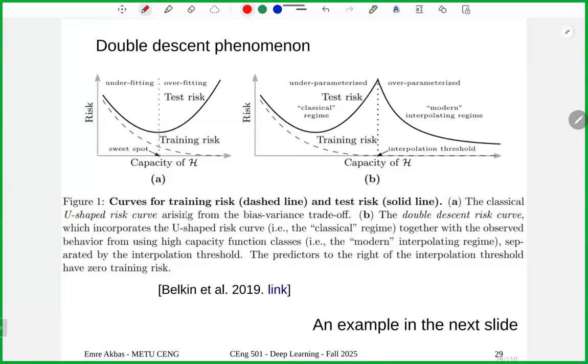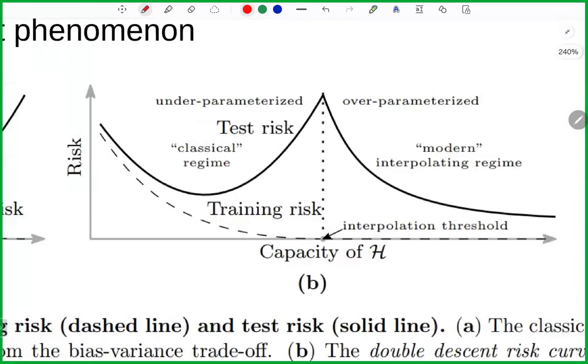So let's look at this curve in detail. Again, on the x-axis, we have the capacity of our model. Think of it like your depth, number of parameters, things like that. You increase the capacity of your model. The training risk, which means the loss on your training set, goes down, as usual. And then it hits 0. That means your model can perfectly fit your training set. And when that happens, this is called the interpolation threshold.